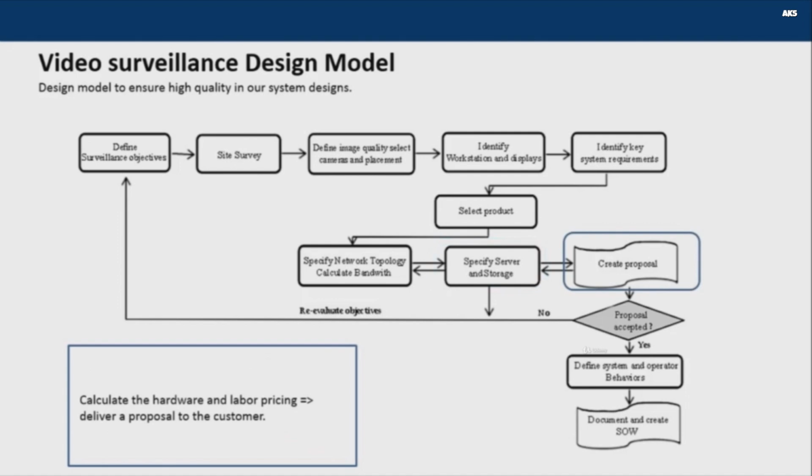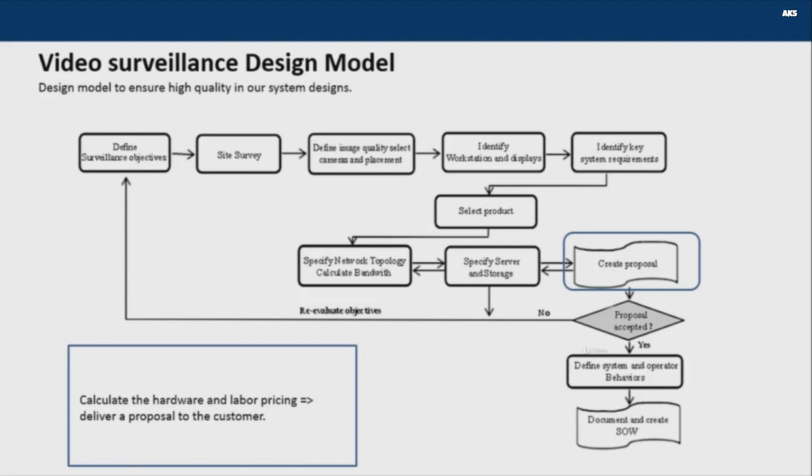After that, we create the proposal. At this point, you can calculate the hardware and labor pricing and deliver the proposal to your customer. To calculate the bill of material with the price, you have to use your reseller or integrator price list, or even the MSRP if you are an end user and you want to budget your solution. MSRP means public price. You can get this price list from your distributor if you are an integrator or an installer, or from the manufacturer directly if you are a distributor.